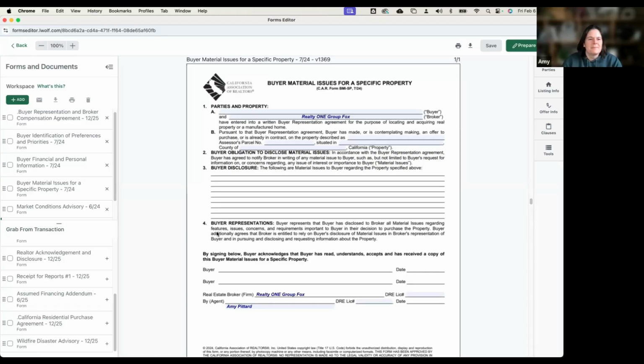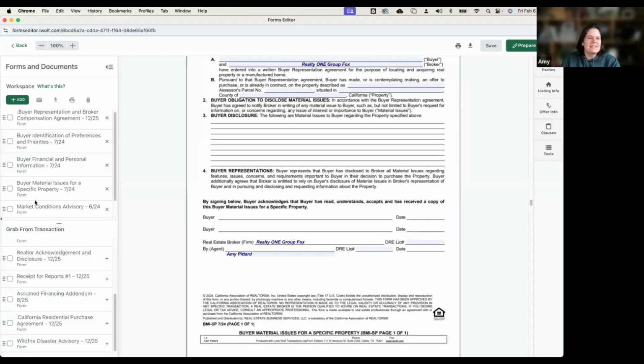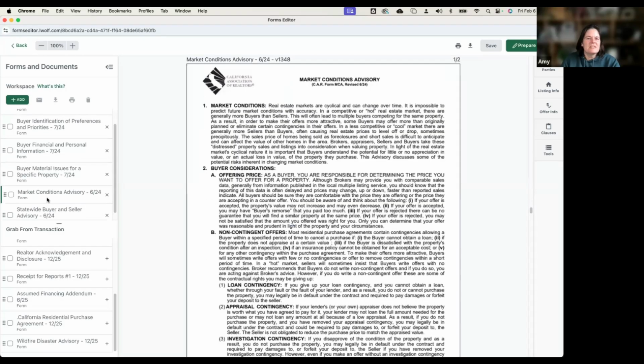Yep. Perfect. All right. The other forms, like I said, the market conditions advisory, I would include, because it just talks about, hey, the market is cyclical. There's ups and downs. Our job as their agent is to make recommendations, to provide them with the information, but ultimately what they decide to offer on a property is up to them.